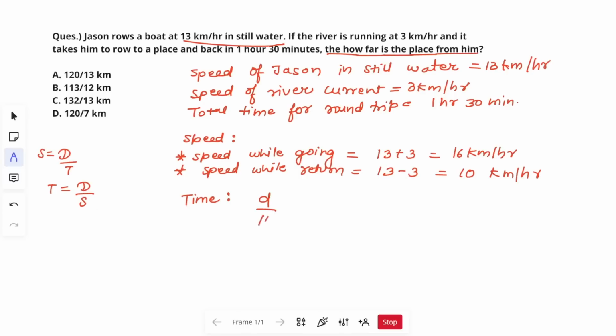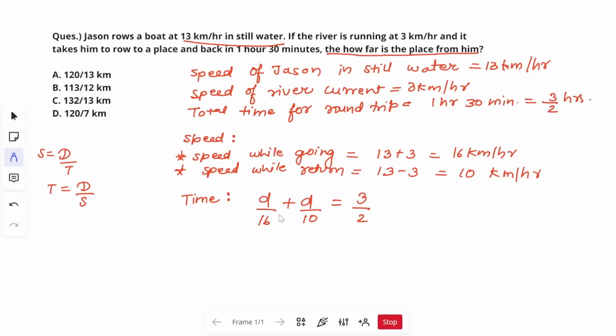Now speed, what we will do, we will sum both the speeds. Okay, that is the downstream speed and the upstream speed. So d upon 16 plus d upon 10, which is going to be equals to how much? It is given to us as 3/2. Okay, what is this 3/2? This 3/2 we will convert 1 hour 30 minutes to fraction, so it will be 3/2 hours simply.